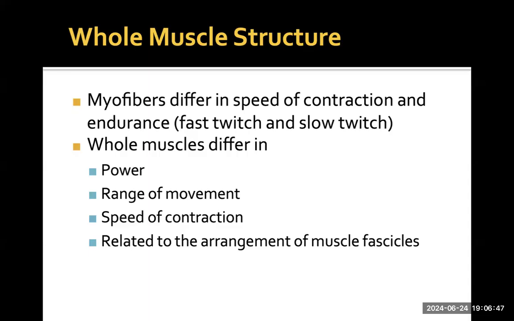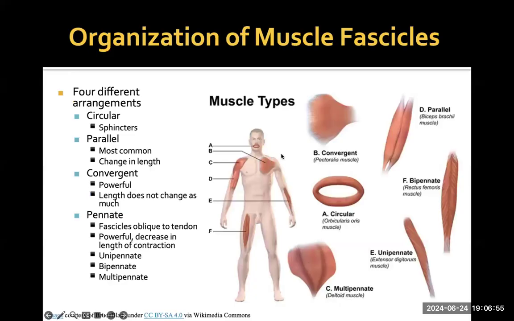Whole muscle differs in power, range of motion or movement, speed of contraction, and then it's related to the arrangement of your muscle fascicles. So here's the part that largely overlaps into lab, right? The organization of your muscle fascicles. Really, this is just the arrangement of the fibers and how they come from tendons.